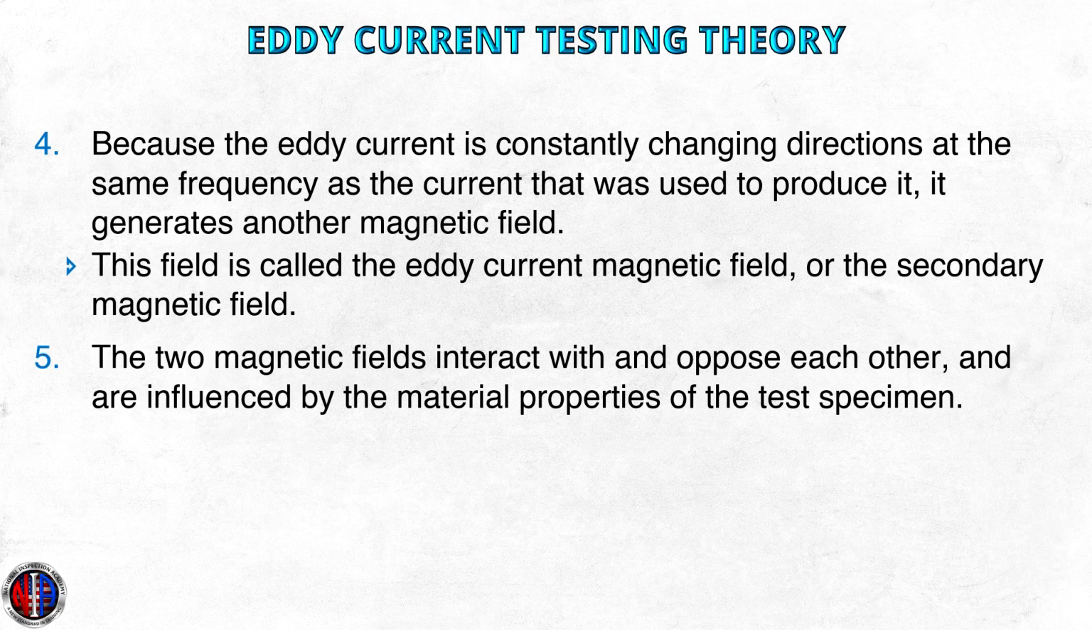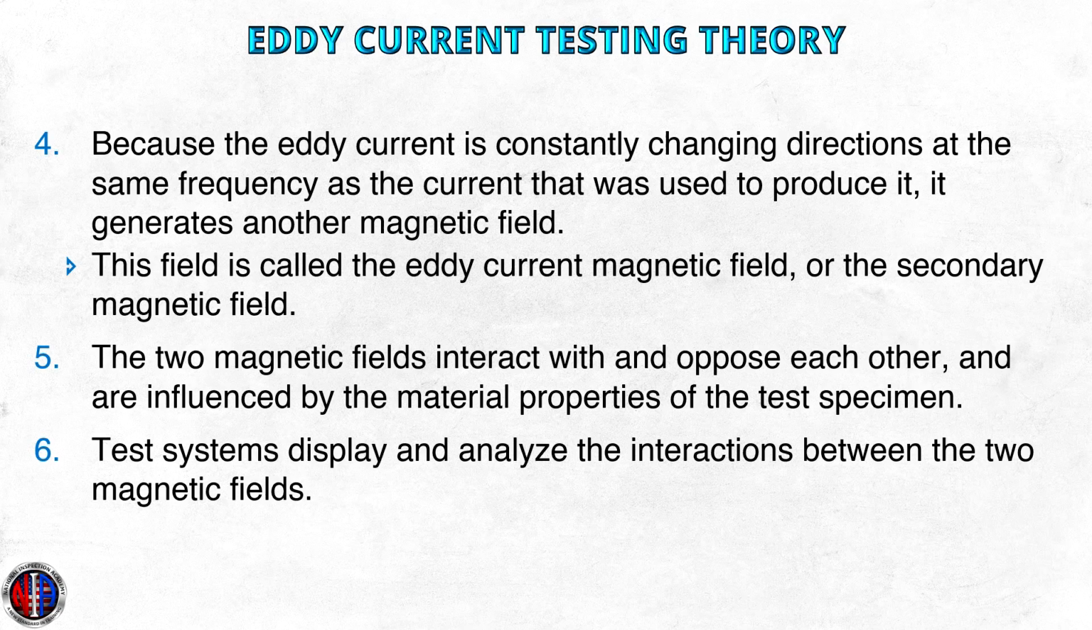5. The two magnetic fields interact with and oppose each other and are influenced by the material properties of the test specimen. 6. Test systems display and analyze the interactions between the two magnetic fields.